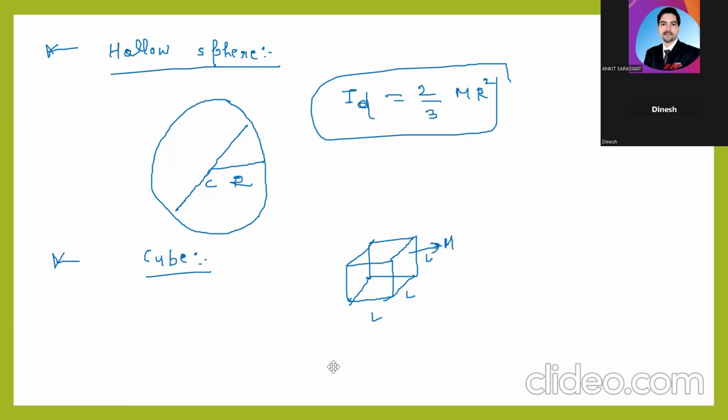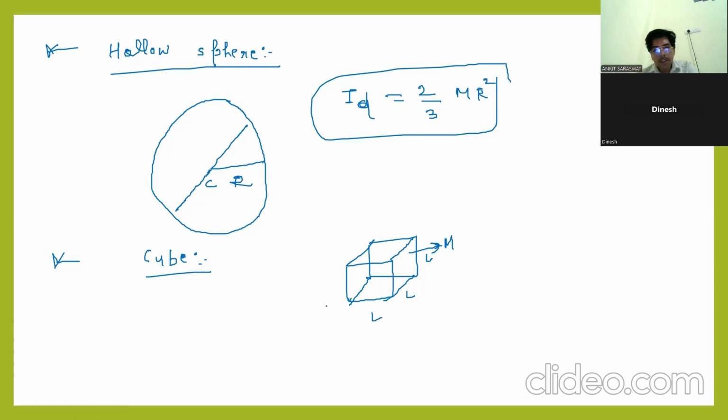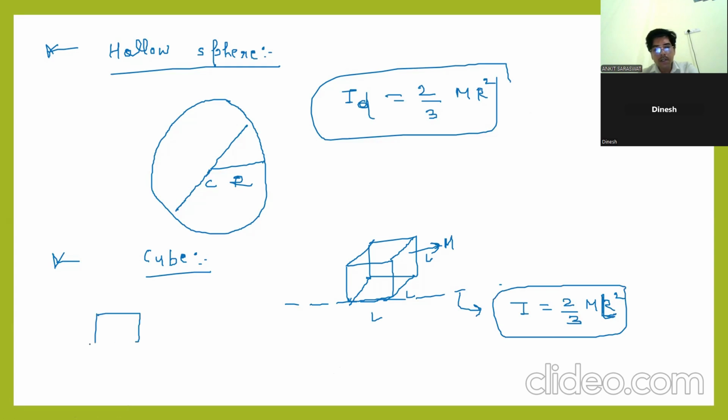So M is the mass and L is a side. If you take any side of this cube, clear Dinesh? About any side, about this axis, the moment of inertia is 2 by 3 ml square. Means if you take any side and rotate this cube about this axis, then the moment of inertia is 2 by 3 ml square. Is it clear? Any doubt? This is the moment of inertia which you must know for standard shapes.